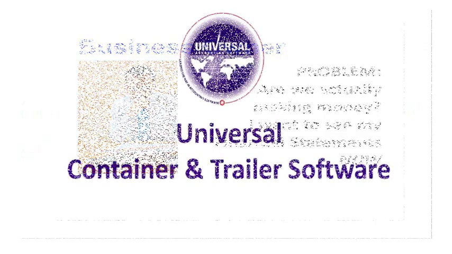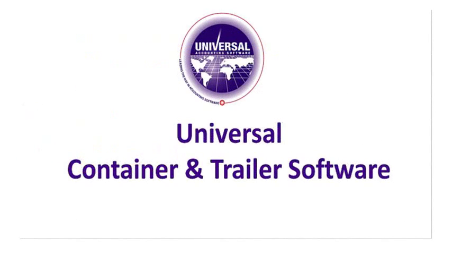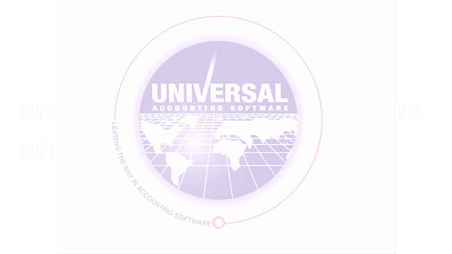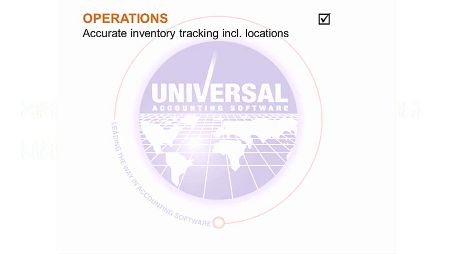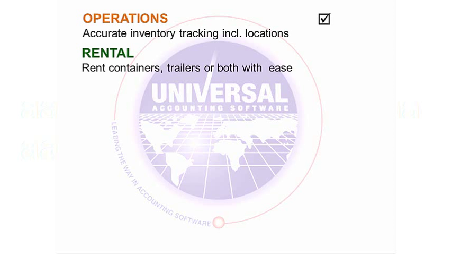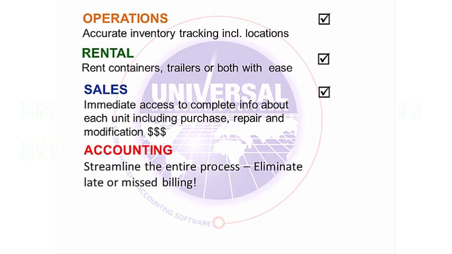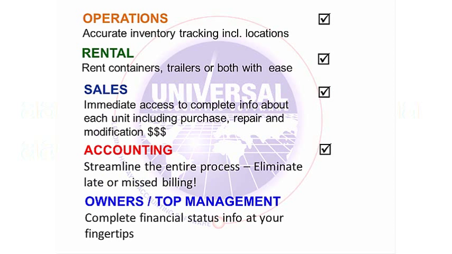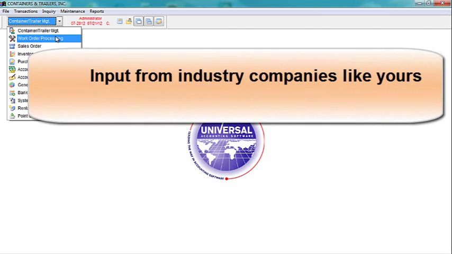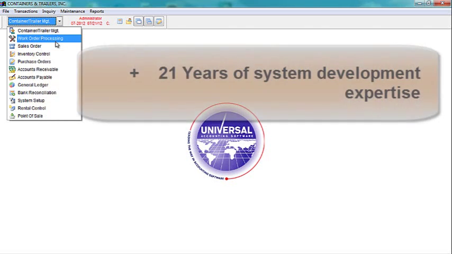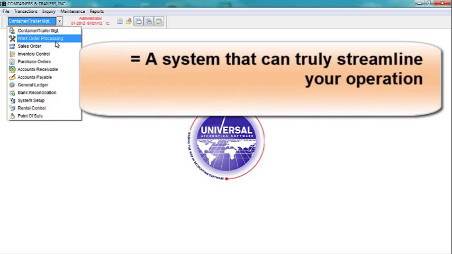If any of this sounds familiar to you, take heart. Many companies have been where you are right now. The good news is every one of these issues can be solved, and you can save time, money, and resources in the process. Universal Container and Trailer Software was specifically designed to address the tough challenges that face this industry. Working with the input of companies just like yours, combined with our 21 years of system development expertise, Universal developed a system that can streamline your entire operation.